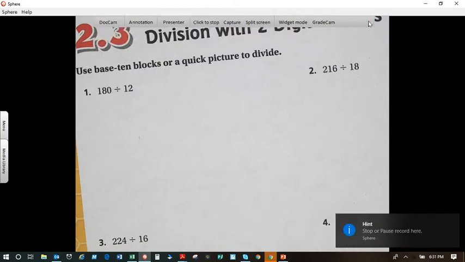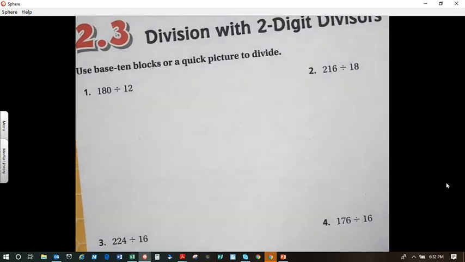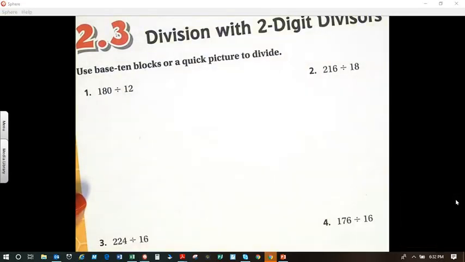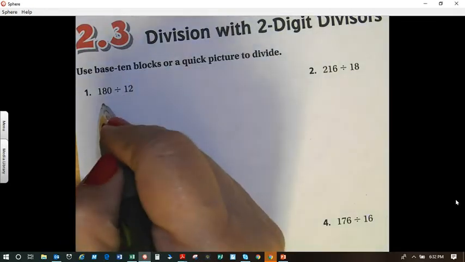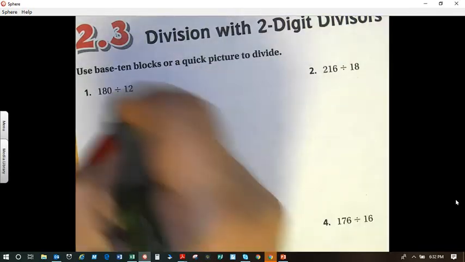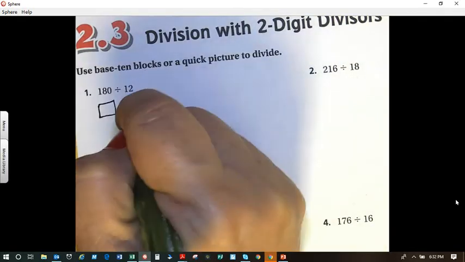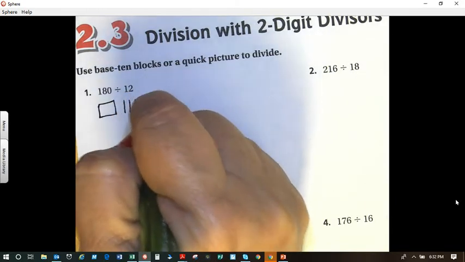Hey everyone. Okay, so tonight we're working on dividing using base 10 blocks or quick picture that we were doing in class. So let's take a look at this first one. We have 180 divided by 12. So we were going to create the 180. So I'm going to have 100 and then I have 80. 10, 20, 30, 40, 50, 60, 70, 80.